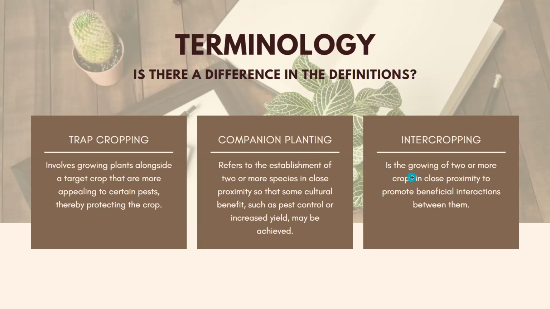And then lastly, intercropping is the growing of two or more crops in close proximity to promote beneficial interactions between them. So really, I kind of see intercropping as the umbrella term that kind of describes a lot of these things that we're going to talk about tonight.